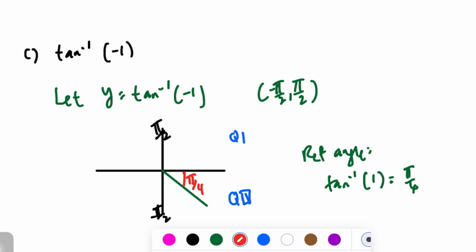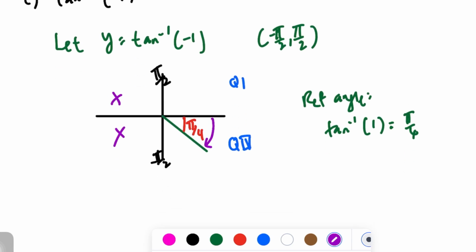Now let's read your angle. You cannot read it like this because you cannot go through quadrant 2 and quadrant 3. Therefore, the only way to read this angle is to use a negative angle. So we read the angle as negative pi over 4. That is your answer: inverse tangent negative 1 is negative pi over 4.